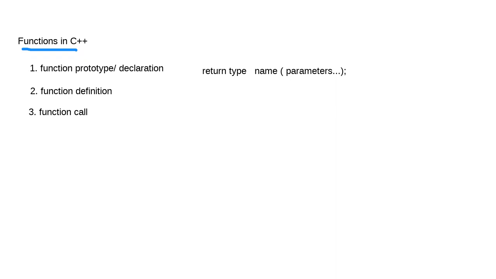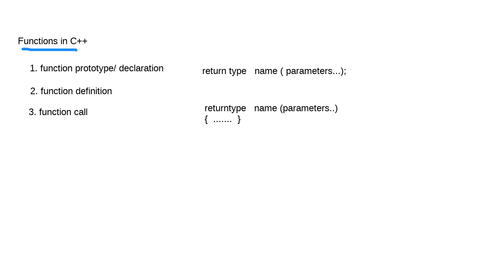Next is the function definition. Function definition again has the return type, the name of the function, and you receive the parameters that are passed. Now we are not terminating it with a semicolon; rather we are writing the definition in curly brackets. This is the function definition.